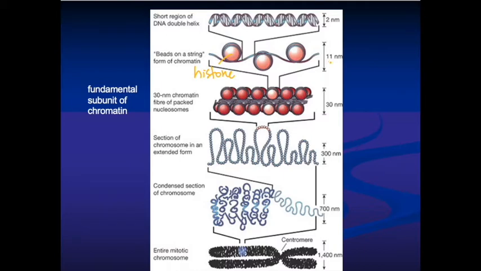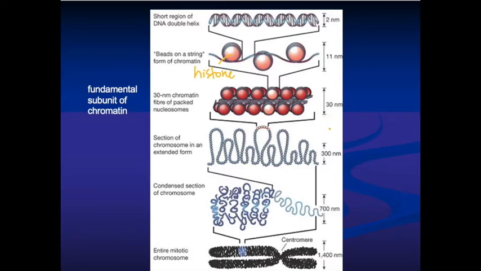During the organization, this beads on a string is later further packaged into the 30 nanometer chromatin fiber. With additional histone protein, it will form the 30 nanometer fiber. The size is, by its name, 30 nanometer. This 30 nanometer fiber will then be further packaged.